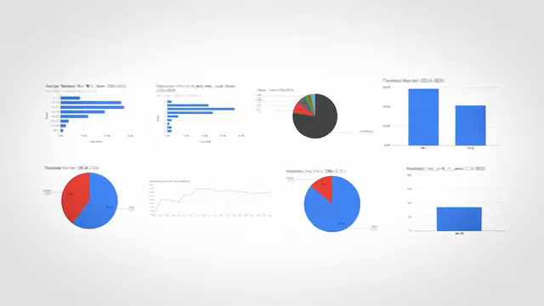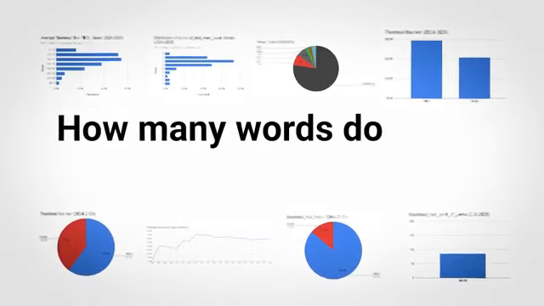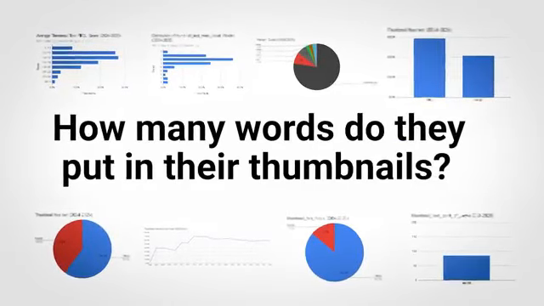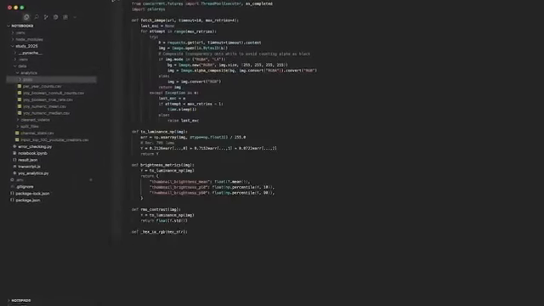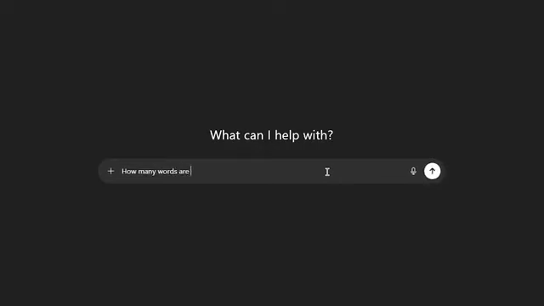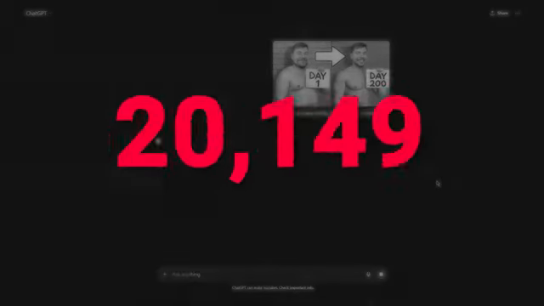And the first thing I wanted to know is how many words do the top YouTubers put in their thumbnails? To find out, the custom software I built ran every thumbnail in our list through AI that identified how much text was in it. It kind of works like ChatGPT, except it can analyze 93,000 thumbnails in one go and its UI looks terrible. And here's what I found.